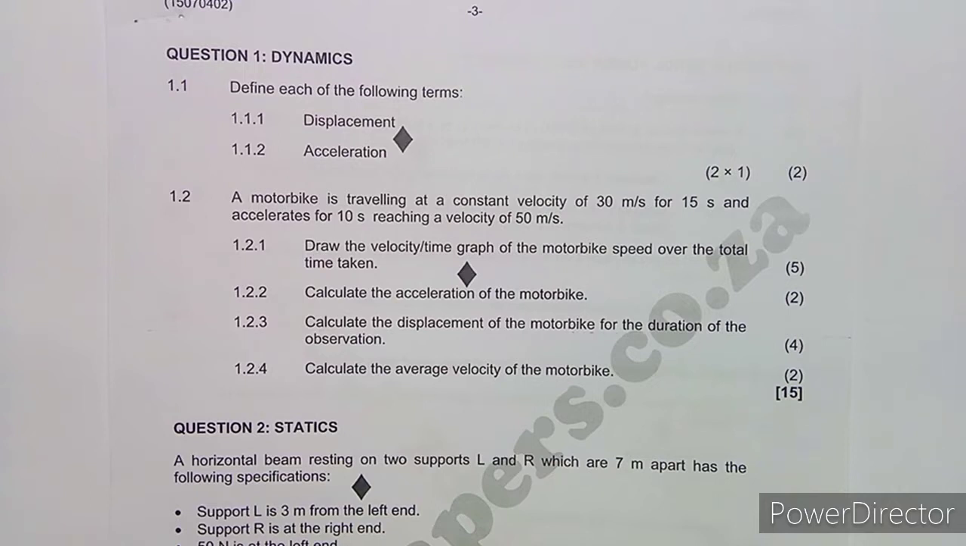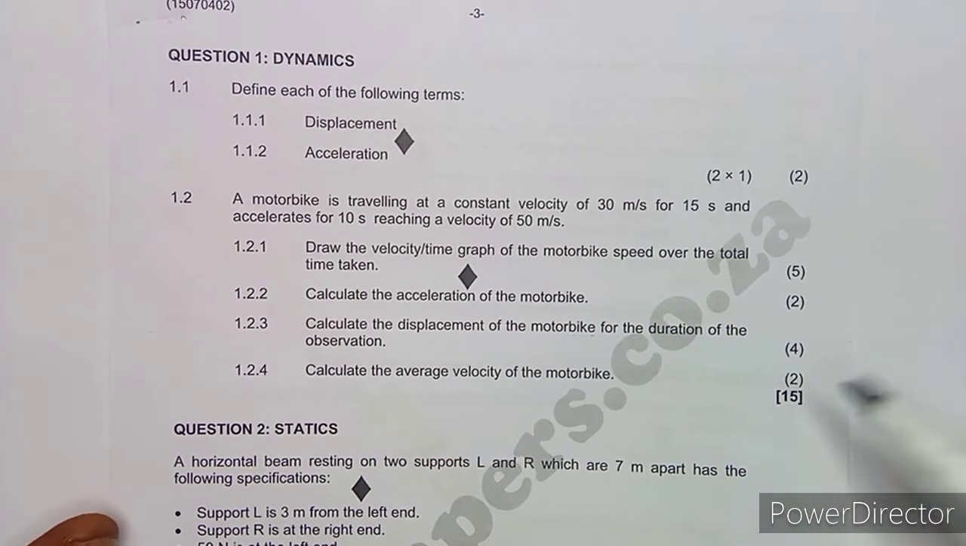So quickly looking into the questions that we have there, if we cross check, we have got 15 marks for this question, and that's a lot of marks for question number one. So let us quickly do the questions. The first part is to define each of the following terms, which is displacement and also acceleration, and we've got 2 marks for that.